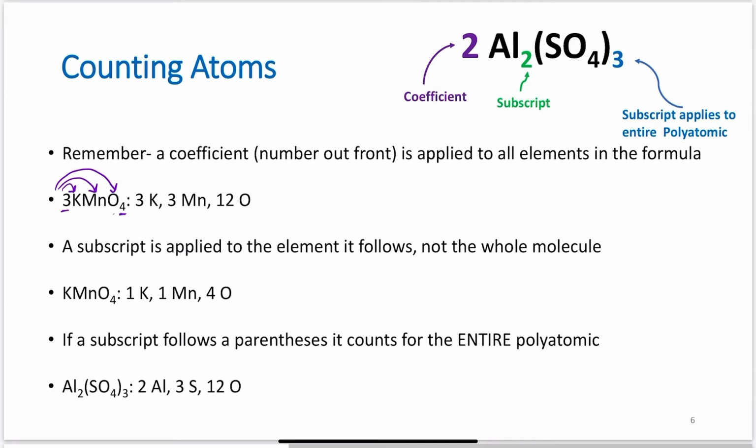A subscript is applied to the element it follows, not the whole molecule. So in this case, if I just had KMnO4 written out, I have 1 potassium, 1 manganese, and 4 oxygens. If a subscript follows the parentheses, it counts for the entire polyatomic. So here, aluminum sulfate, I have 2 aluminums, 3 sulfurs, and 12 oxygens. And that is because this 3 distributes through to the entire polyatomic, giving me my 3 sulfurs and 4 times 3 for oxygen, 12 oxygens.